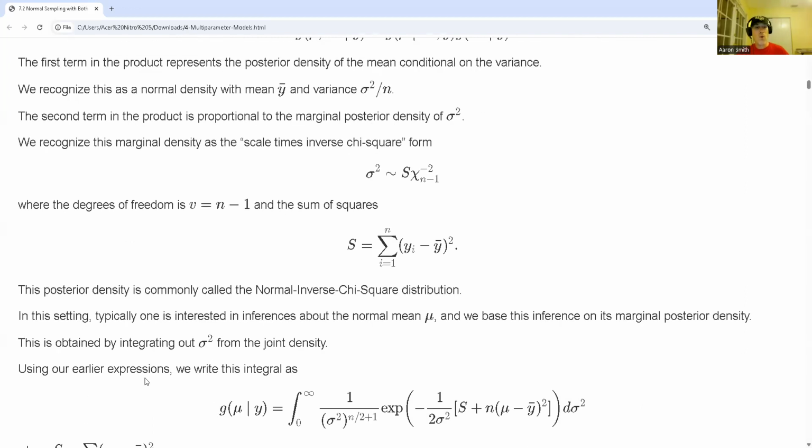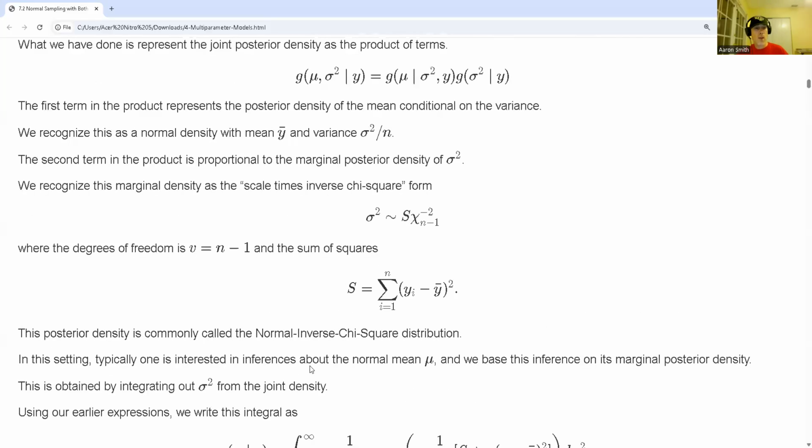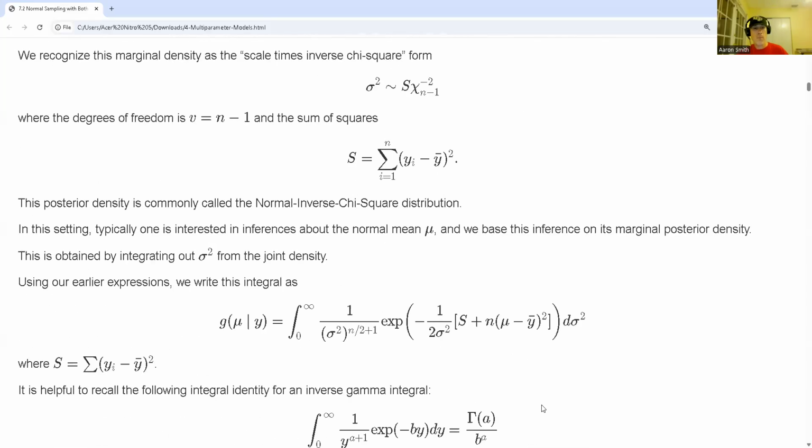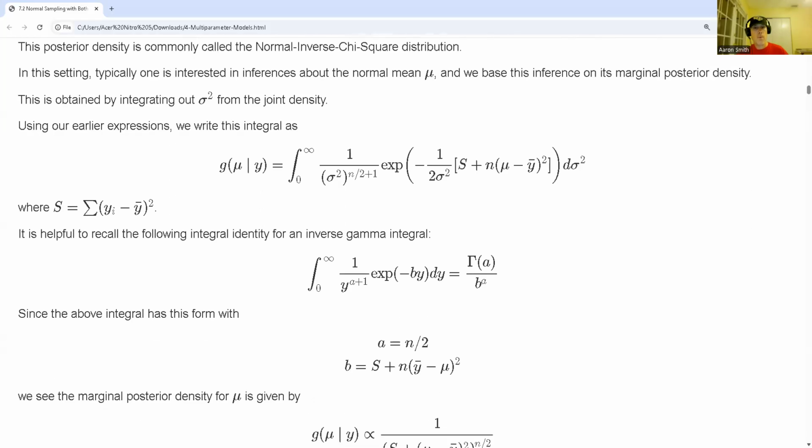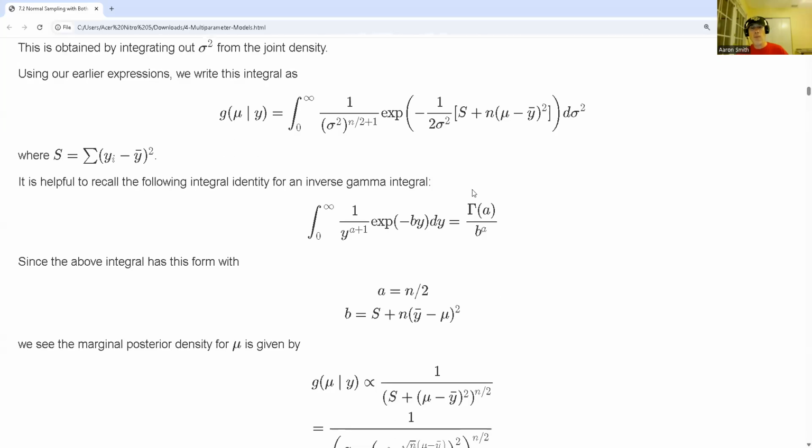Okay, so we can use our earlier expressions and write the integral as this. So I'm taking the previous expression and I'm manipulating it in the right way. And then I'm going to do integration to get the sigma squared out of there. Now we can simplify this integral by invoking a well-established identity with the gamma function, or you could say the gamma distribution. They're the same thing, really.